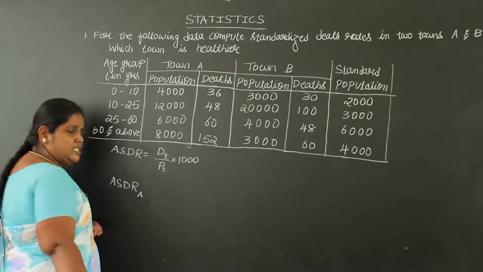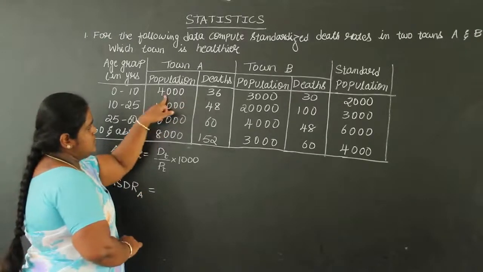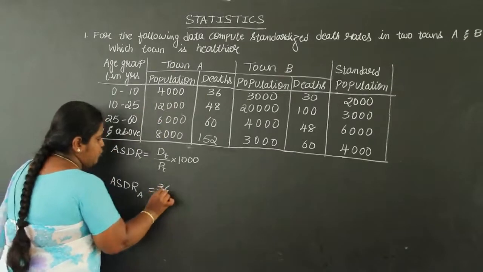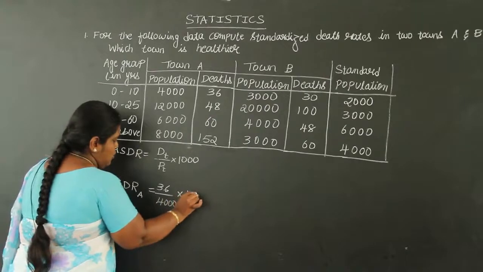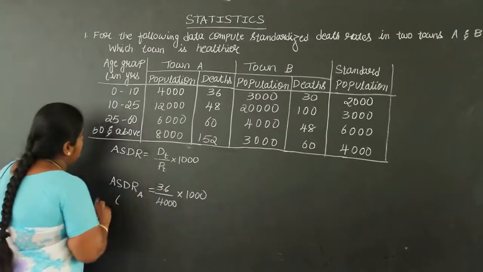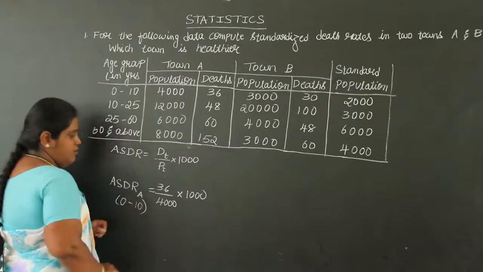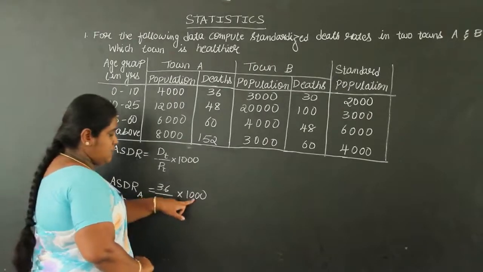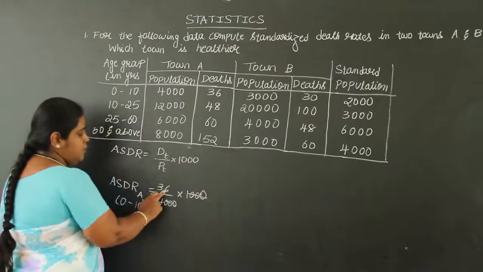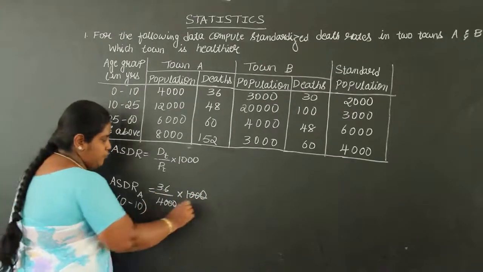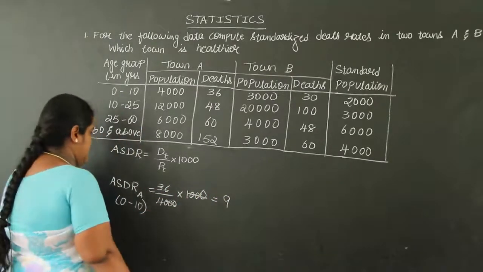So I'll write ASDR of A for the first age group. So it is 36 divided by 4000 into 1000, and I'll mention here it is for the age group 0 to 10. So 36 divided by 4000 into 1000. The 1000 and 1000 you can cancel. We'll get 36 divided by 4. So 4 9s is 36. So the answer will be 9.